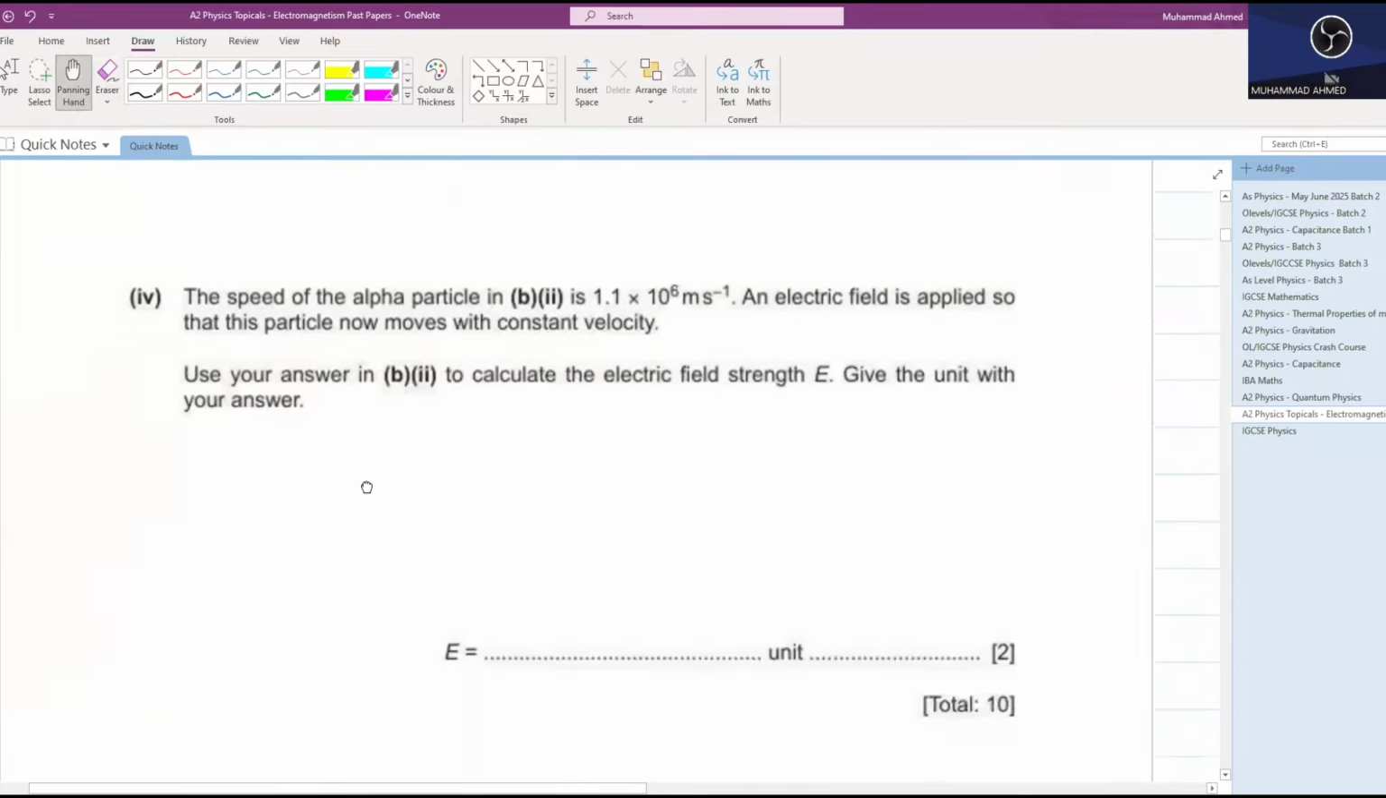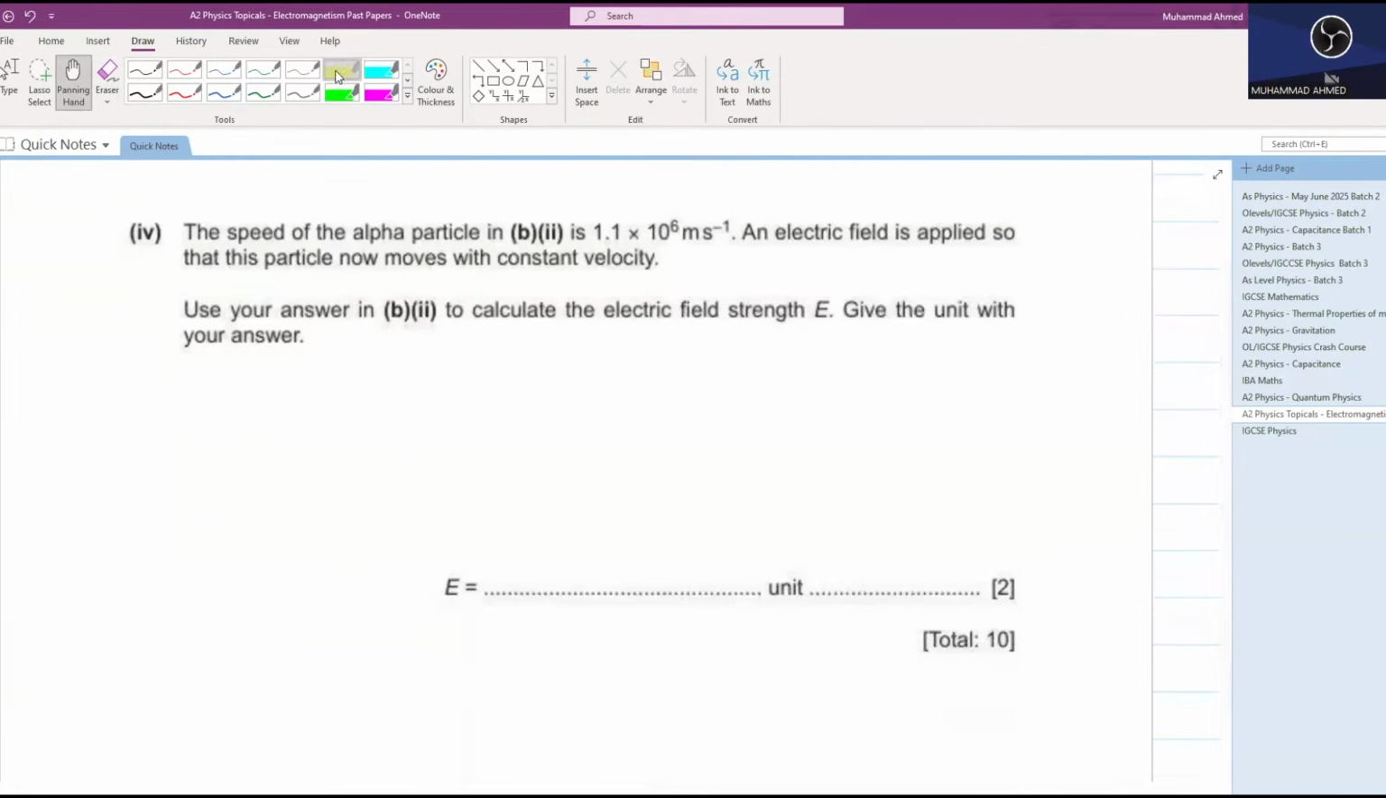Let's further move ahead. Let's see part 4. The speed of alpha particles in B2 is 1.11 into 10 raised to the power of 6 m s minus 1. An electric field is applied so that the particles now move with constant velocity. Use your answer in B2 to calculate the electric field strength. Give the unit with your answer. So basically now, your electric force will be equal to your magnetic force, because now there is no circular motion being performed.